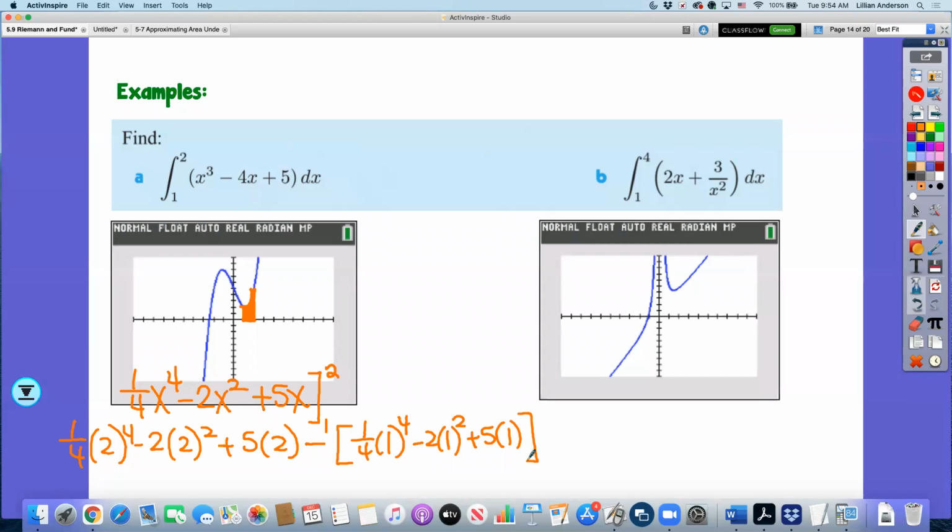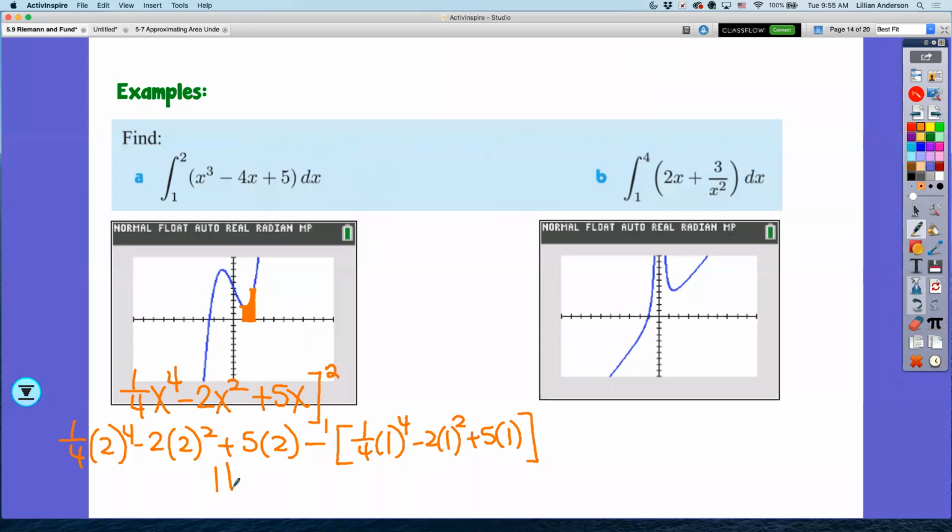So what I want you guys to do right now is actually type this into your calculator. Let's see if we can get the right number. So you get 11 over 4. That's the area from 1 to 2 of that function. Same thing over here. This time I'm going from 1 to 4. I'm looking for this area bounded between those two x values and the x-axis.